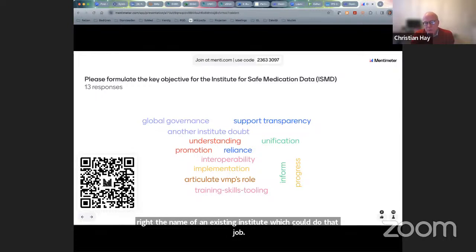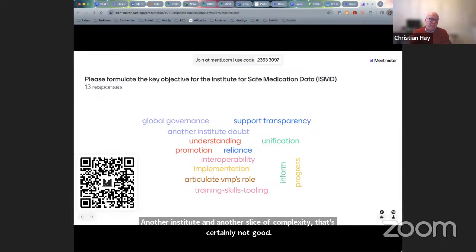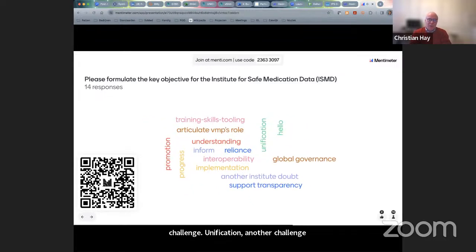I'm absolutely with that person. Another institute, another slice of complexity. That's certainly not good. We think that we need a place to work with this, to work with global governance. My God, that's a challenge. Unification, another challenge. Implementation, another challenge. These are really high expectations.